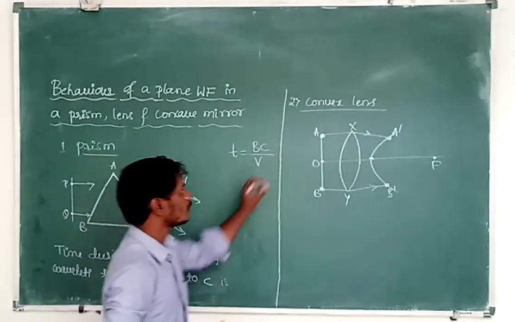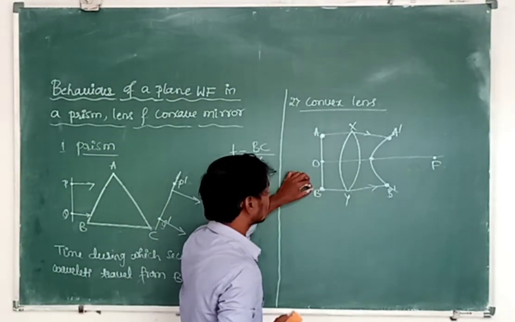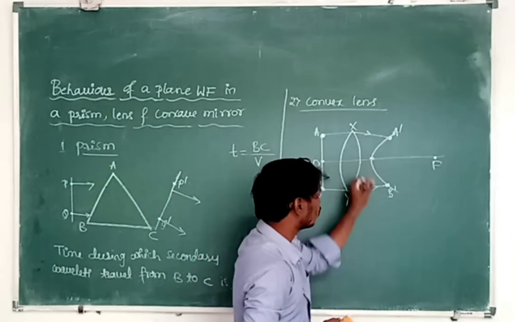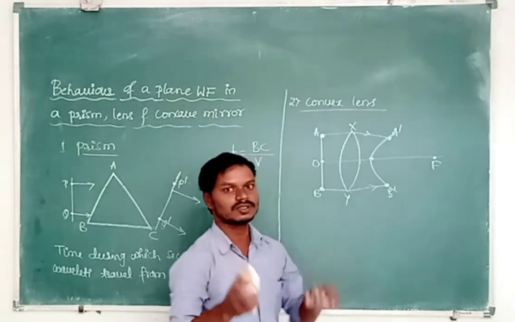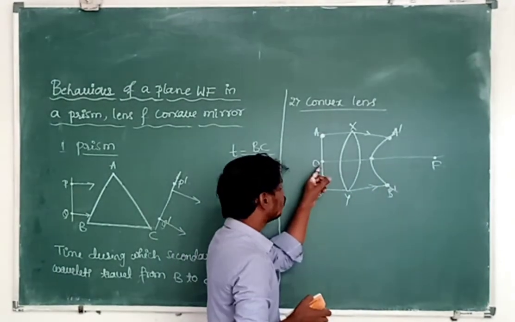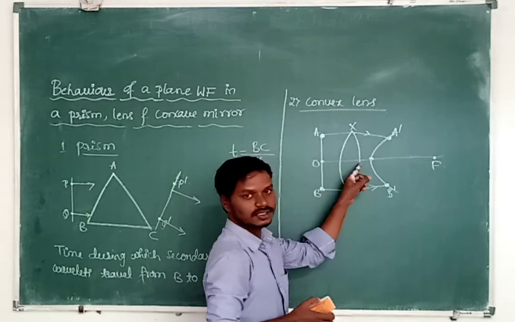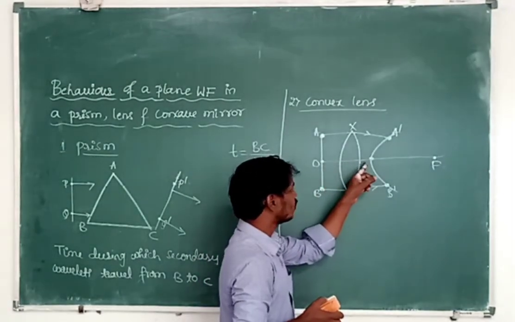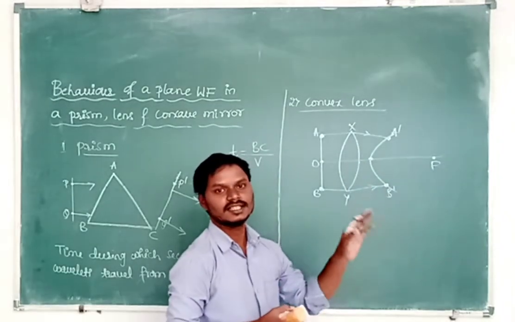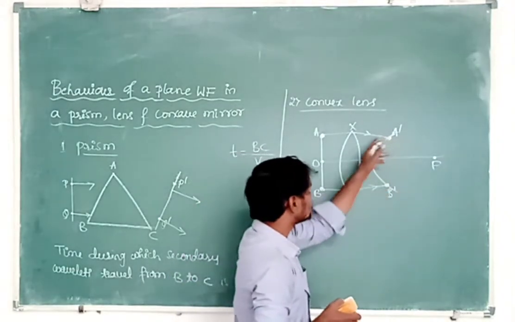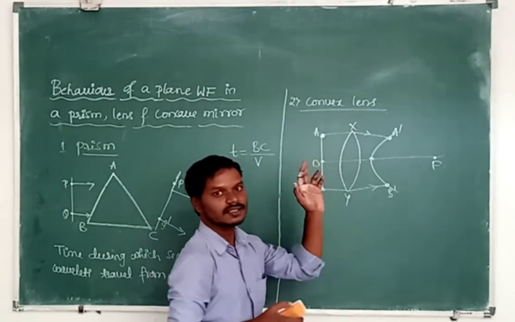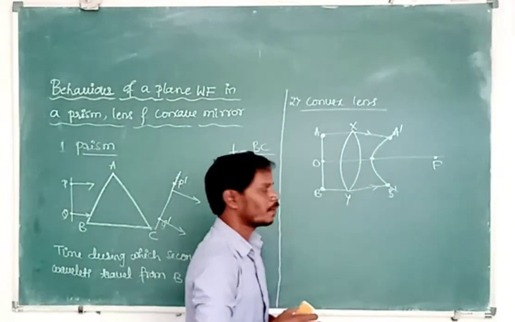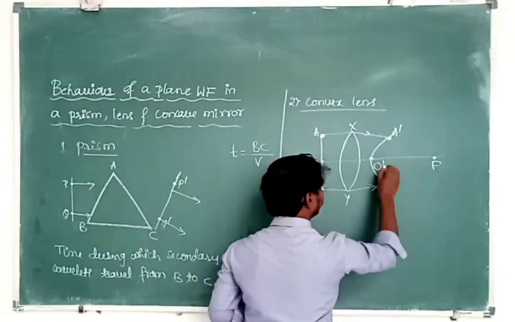Once again, listen here. A and B travel the small thickness of the lens, so they are advanced: A dash and B dash. Both are advanced here. But O travels the thick portion of the lens, so it gets delayed. When it gets delayed, there is a depression at the center of the wavefront, which means a spherical wavefront is formed. It is O dash.